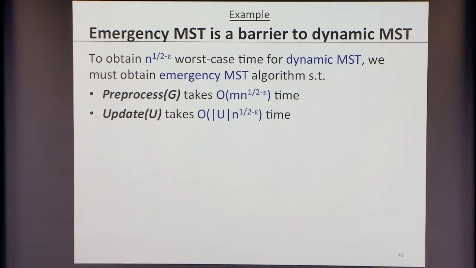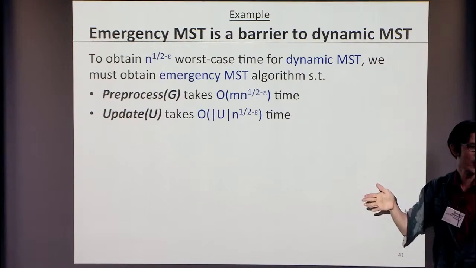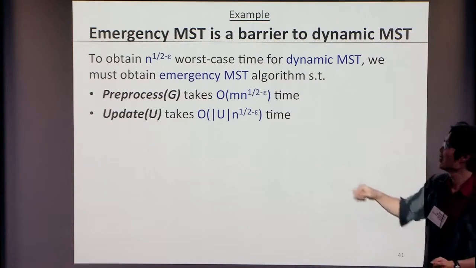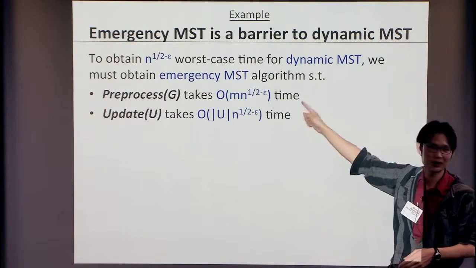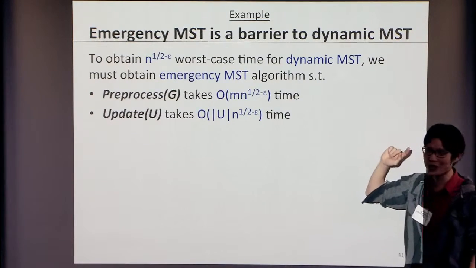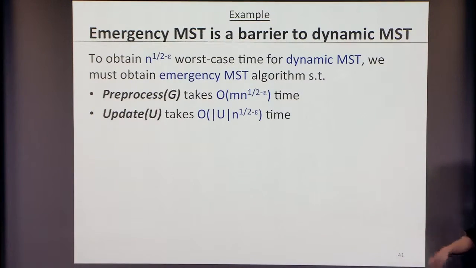Why can't you use an amortized algorithm for the emergency MST? Why can't you use the amortized algorithm? Because with the amortized algorithm, you can already see the proof. You cannot use amortized because amortized always starts from the beginning when you count the running time. And we want to separate the running time into two parts. If you use amortized, this part usually will be blown up a lot.